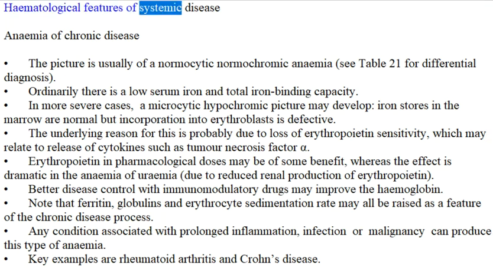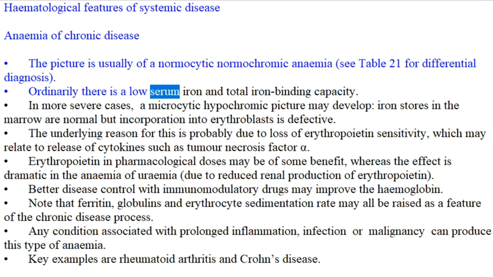Hematological features of systemic disease. Anemia of chronic disease. The picture is usually of a normocytic normochromic anemia. See Table 21 for differential diagnosis.